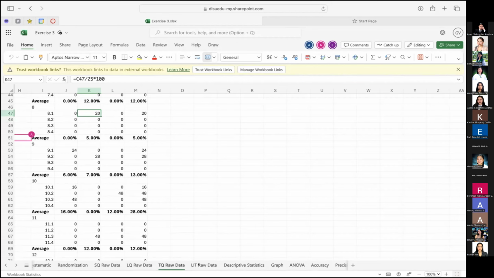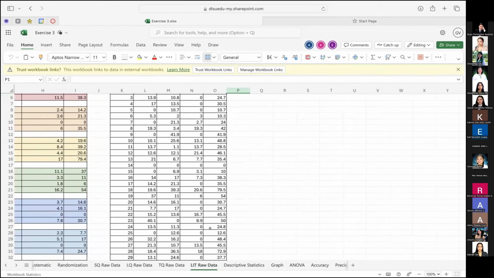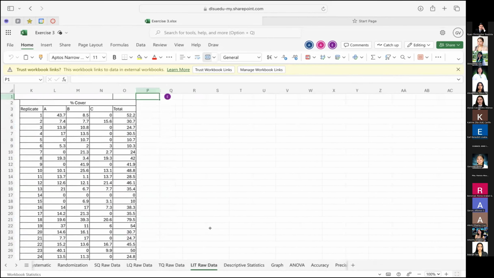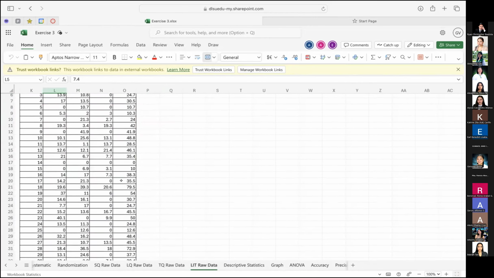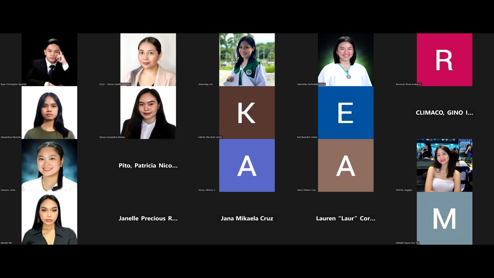Finally, LIT. Okay, can you go to column L again, maybe row 5? Okay, sige. Thank you so much. You can now stop sharing, group 2. Group 3, who will be sharing for the team? Hello po, Miss. I'll be sharing. Okay, thank you.